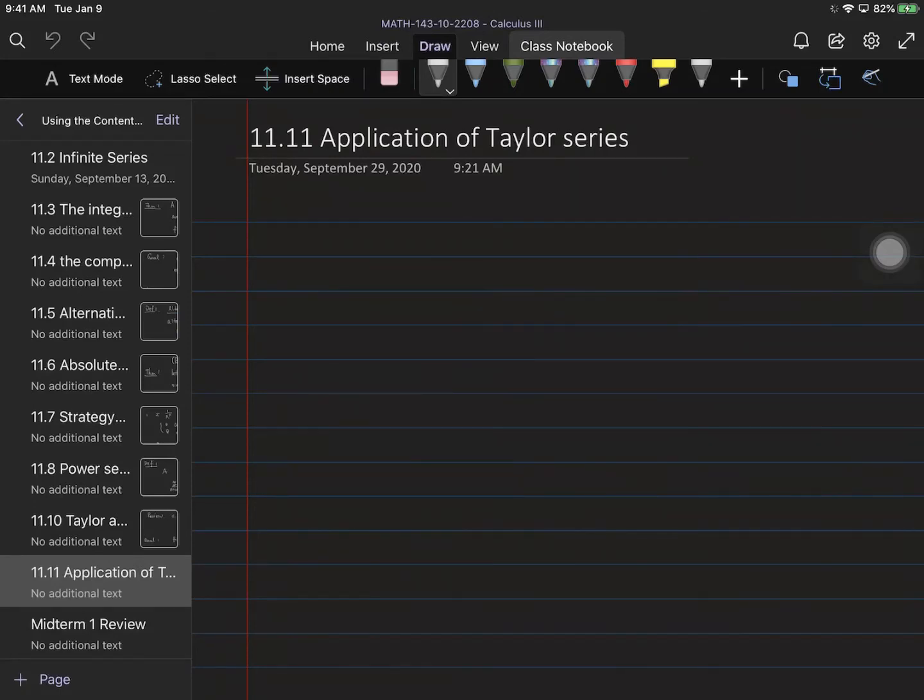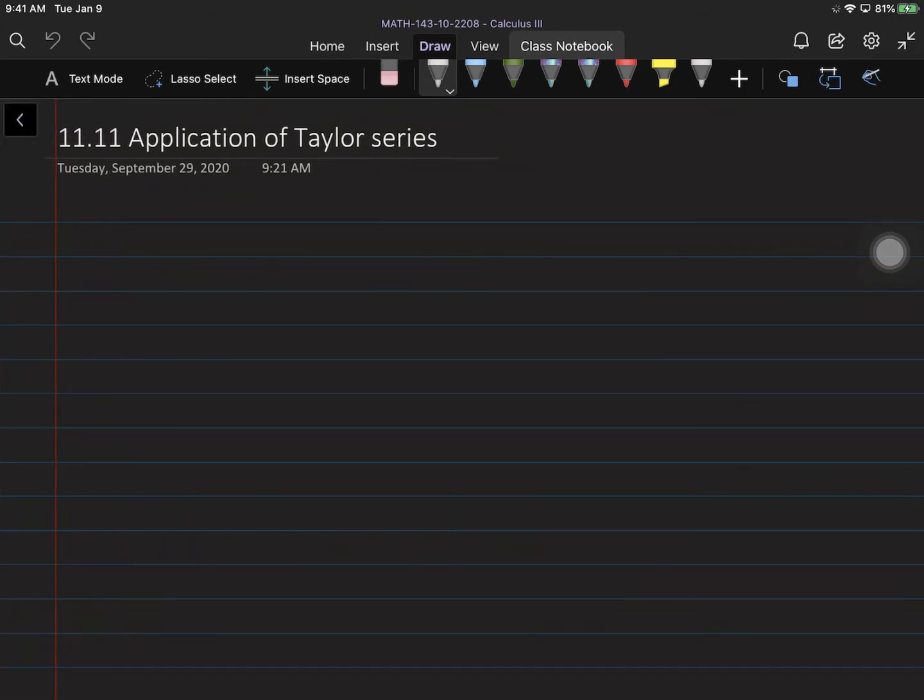Hello. In this section, we are going to do some simple applications of Taylor series and let you have some idea why we learn Taylor series. Okay, so the first thing is to approximate a function f(x) by using Taylor series.